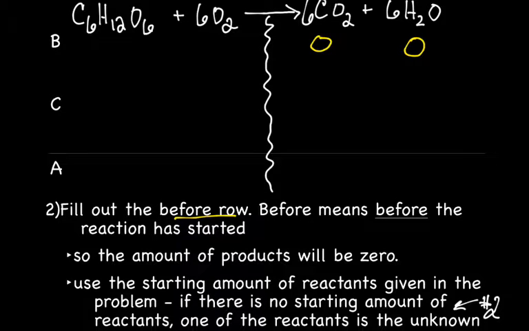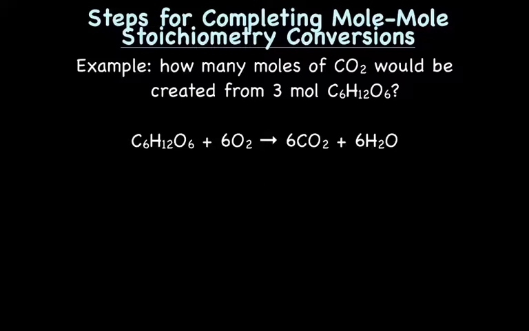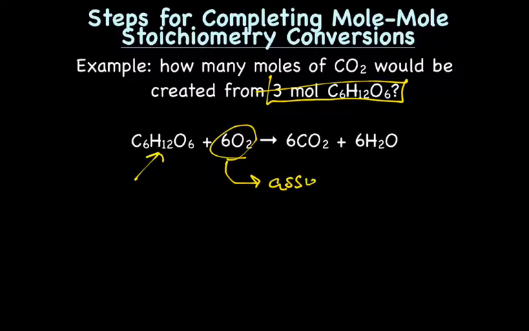What was the starting amount of reactants given? We started with 3 moles of C6H12O6, so that's going to be our starting amount. They didn't tell us how many moles of O2. So for any reactant that they don't give us an amount for, we're going to assume that we have an excess amount, which means plenty. We usually abbreviate that as excess. So let's fill that information into our BCA table.